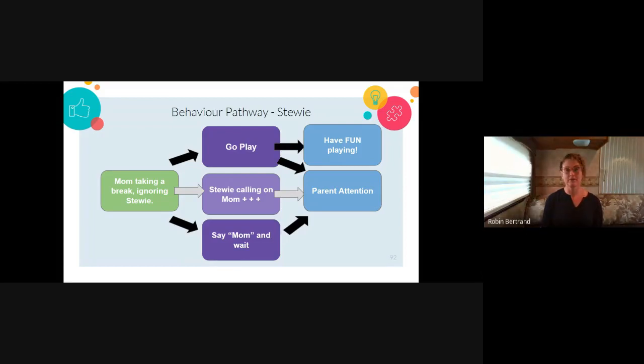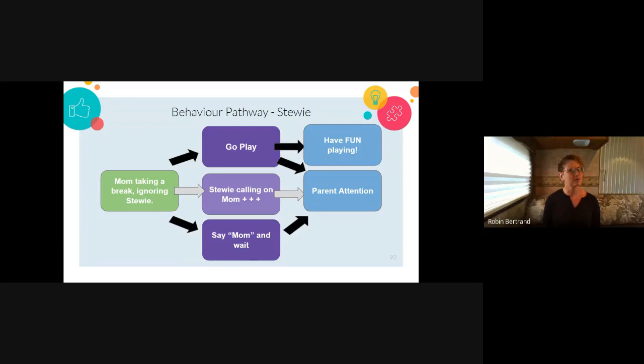As an alternate replacement skill, Stewie could learn to say mom just one time and wait. It's natural that that response would be reinforced with mom's attention often in real life. Parents are used to getting interrupted or getting their kiddos to come and show them things or ask them things all of the time. And a lot of the time they do get that attention right away. So instead of repeating himself over and over again, we'd want Stewie to just say it one time and wait.